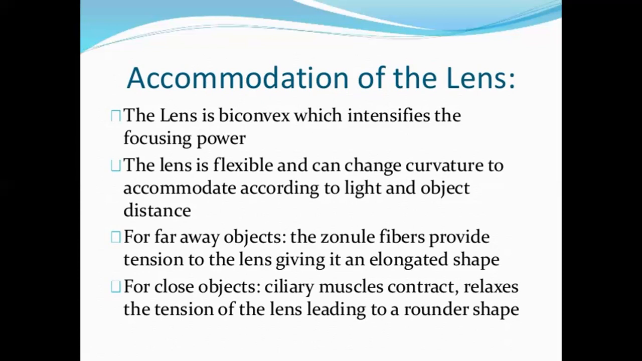For a close object, whereas for a faraway object the zonule fiber is responsible, the ciliary muscles contract and relax the tension of the lens, leading to a rounder shape. So when the object is close, the ciliary muscle contracts and it relaxes the tension of the lens.